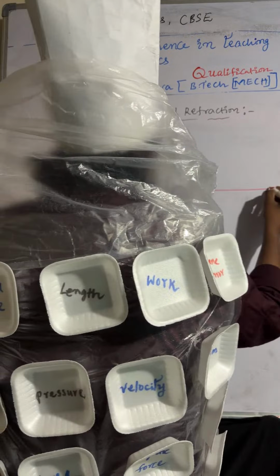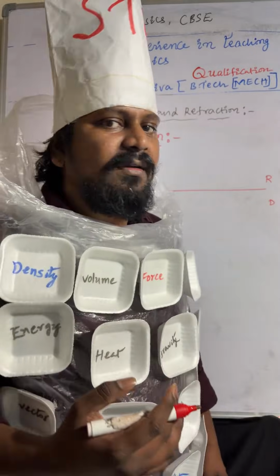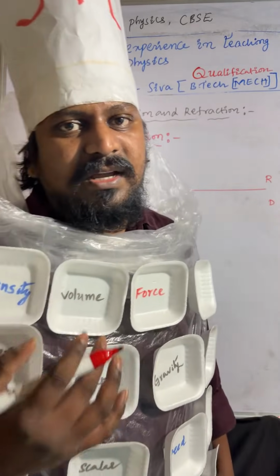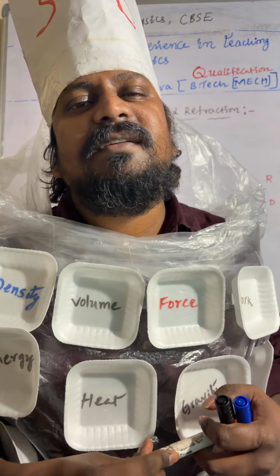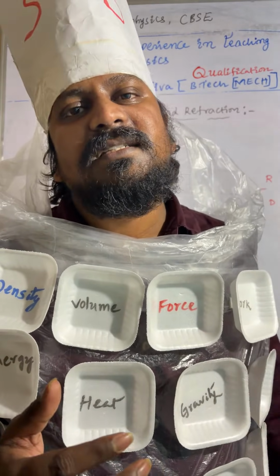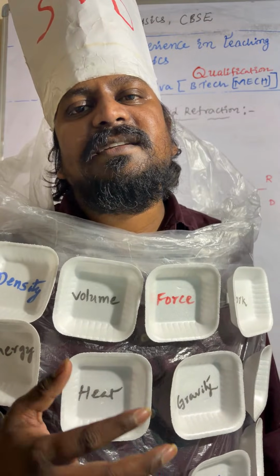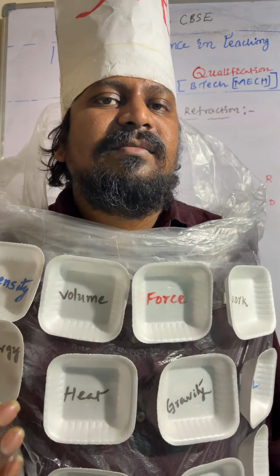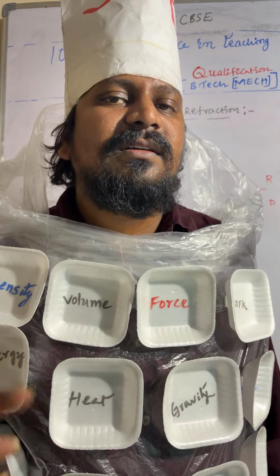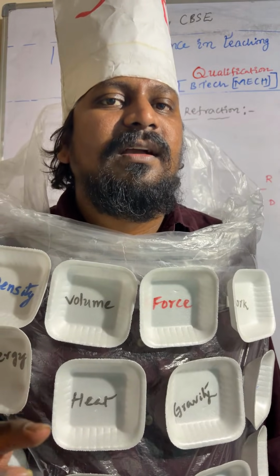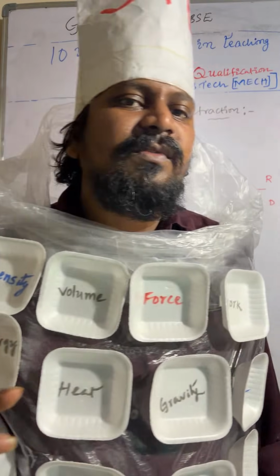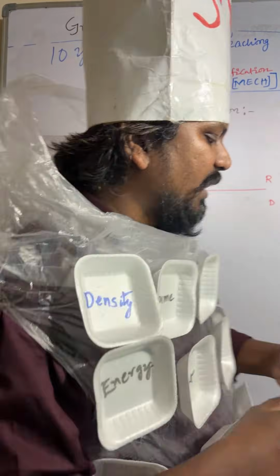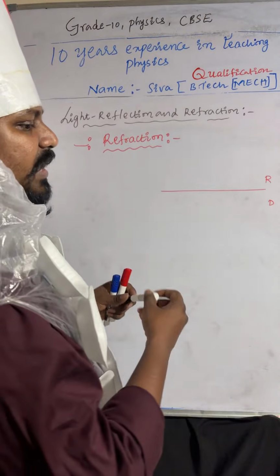I'm taking a rarer medium and a denser medium. When a light ray passes from rarer to denser, the speed of light is more in the rarer medium and less in the denser medium. At the interface of the two media, the path of the light changes. That is called refraction of light.